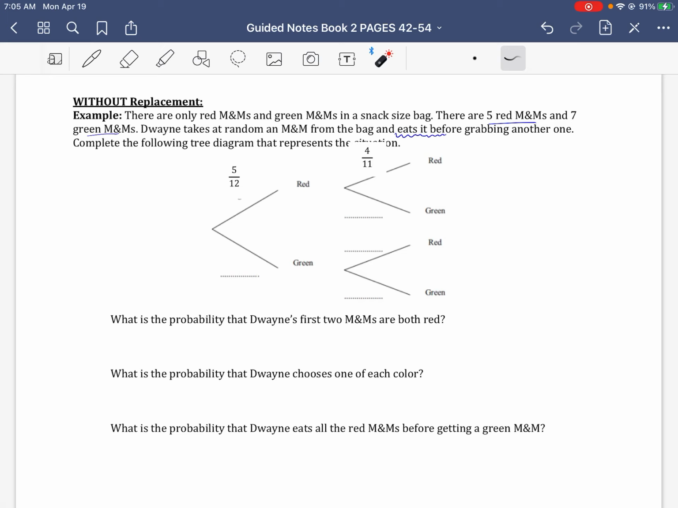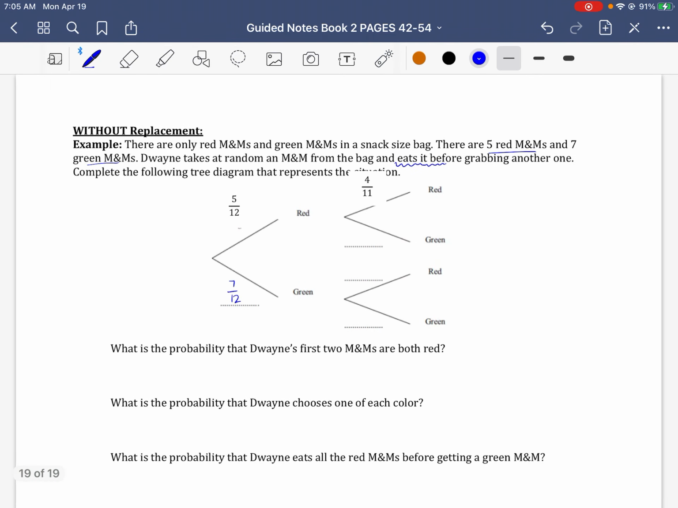So again, every draw is its own set of branches. So this is like draw number 1. He reaches in and he grabs, and there's 5 out of the 12 that are red, which means the rest of them, right, 7 out of 12 would be green. So we're going to add 7 over 12 to this branch. Once he's drawn once, he's going to draw again.